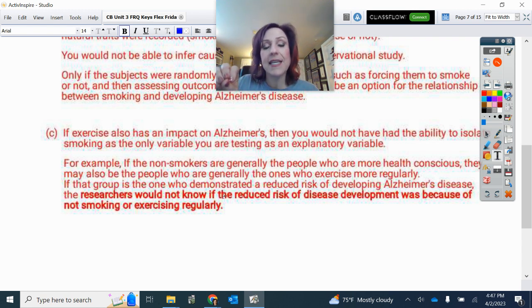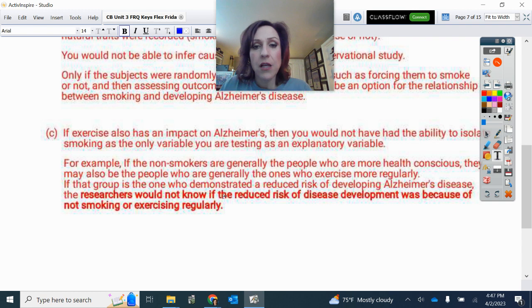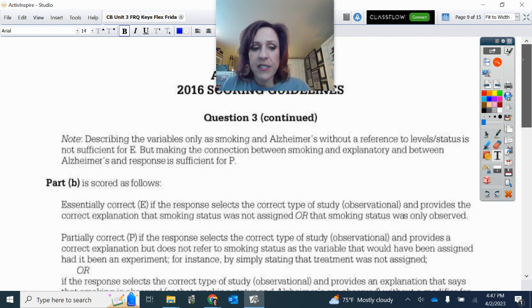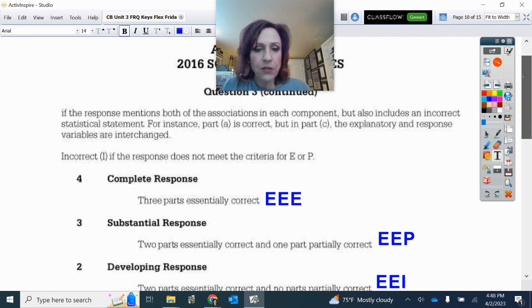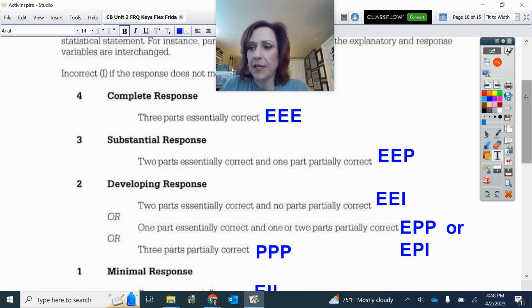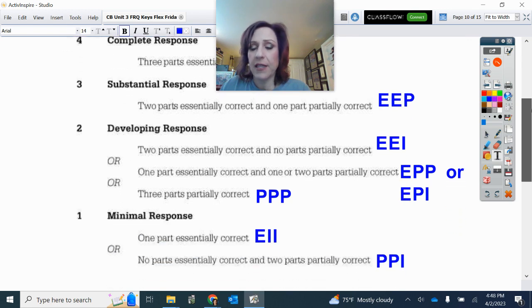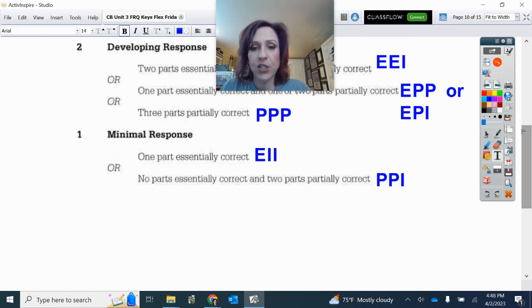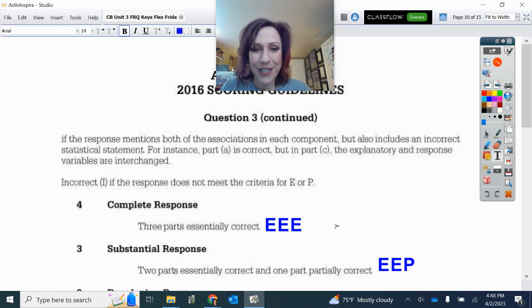So I had it connected, talked about a person having both those traits that reduce Alzheimer's, or were suspected of together, that's the confounding variable. All right, so that was a toughie. So read those things there. And of course, here's your 4s at EEP, or EEE, for EEE, and then EEP for 3. Then your different ways you can get a 2. So quite a few ways you can get that, 4 ways to get a 2, and then EII or PPI for a 1. Okay. All right. So there was your 2016 problem number 3 explained.